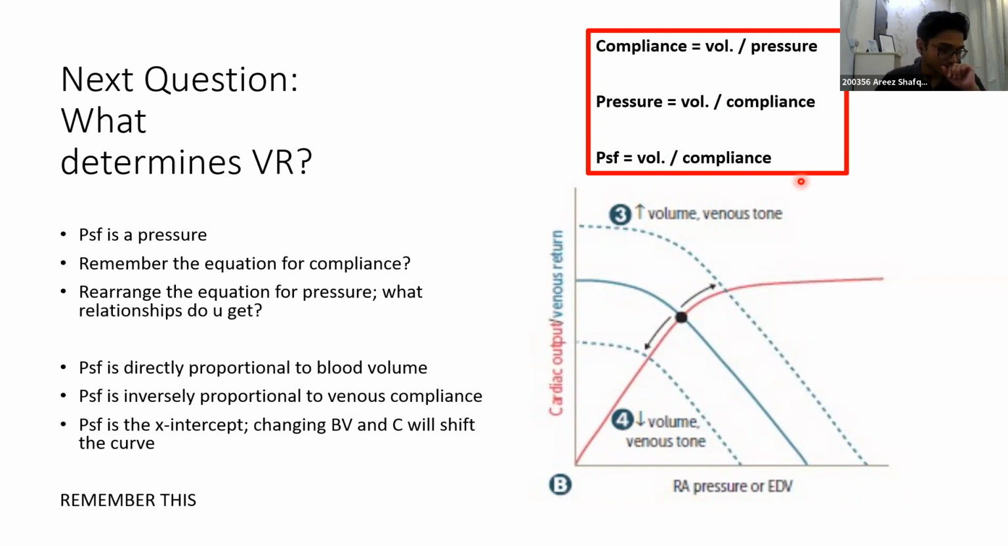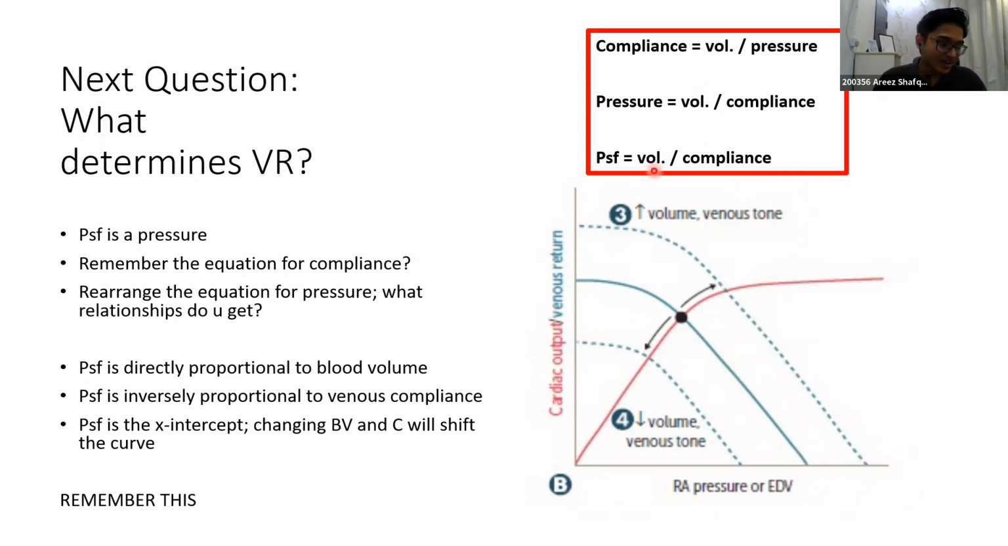Does this make sense? Compliance equals volume over pressure. I've rearranged for pressure. As PSF is a pressure, I can substitute PSF into this equation so that PSF equals volume over compliance. I just wanted to do this to help you remember the factors which change PSF. PSF, again, remember, is the x-intercept of this graph, right? So if we change PSF, we will shift the graph either to the right or to the left.